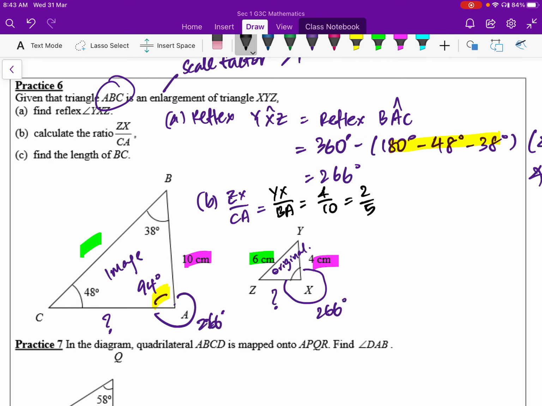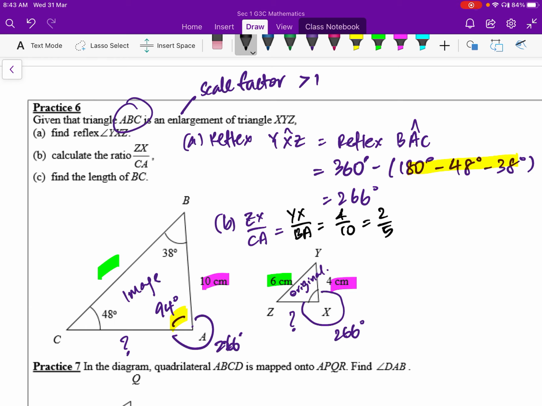Alright? Now, my question to you, is this the scale factor? Is 2 over 5 the scale factor? I've got 1 over the other, isn't it? So the answer in this case is, no, it is not a scale factor. Why? Because I have in my numerator the original, the 4. Whereas for the scale factor, I must have the image on top, the result on the numerator. So this is not a scale factor. This is the opposite. It is the reciprocal of the scale factor. It is the 1 over the scale factor.